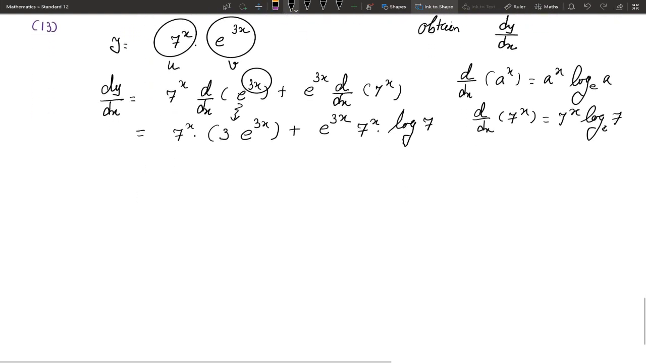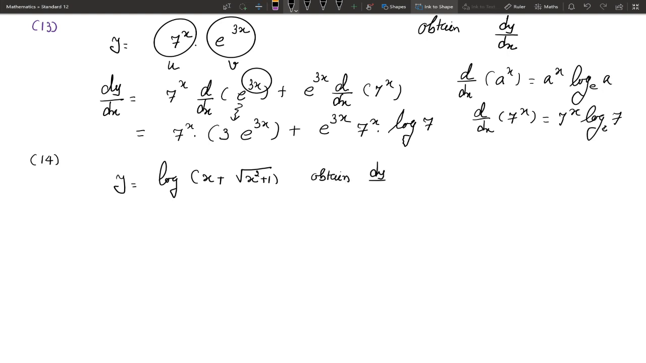Next one, y equal to log of x plus under root x square plus 1. Obtain dy by dx.